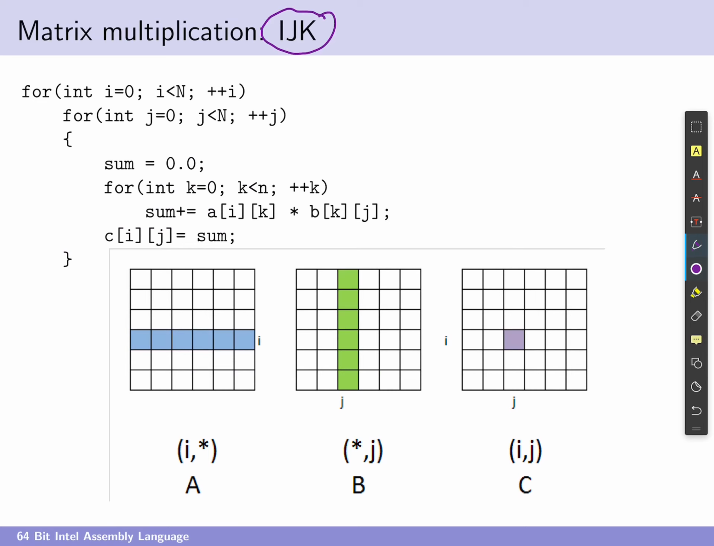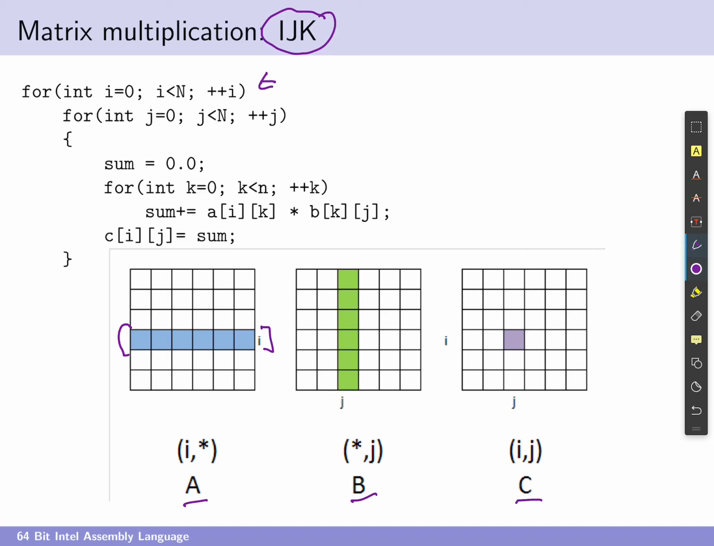So this is one of the 6 options. And you'll see what actually happens here is I've illustrated in this picture how I actually do the iteration. So you'll see here that I first select I. Okay, so I've selected this I. Okay, now let's look at how I access the elements of A, B, and C.